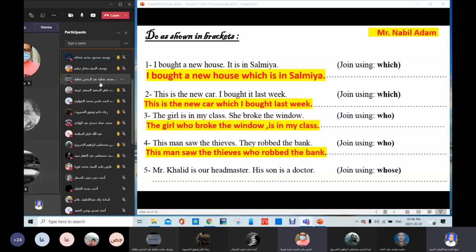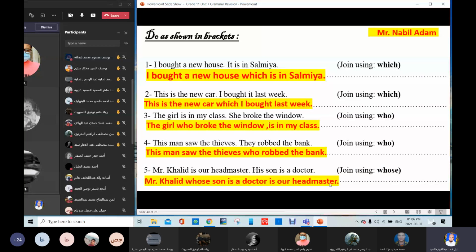Mr. Khalid, whose son is a doctor, is our headmaster. Very good. Mr. Khalid, whose son is a doctor, is our headmaster. Or we can say Mr. Khalid is our headmaster, whose son is a doctor, because here the headmaster is himself Mr. Khalid, the same person. So we can say, Mr. Khalid, whose son is a doctor, is our headmaster. Or we can say, Mr. Khalid is our headmaster, whose son is a doctor.